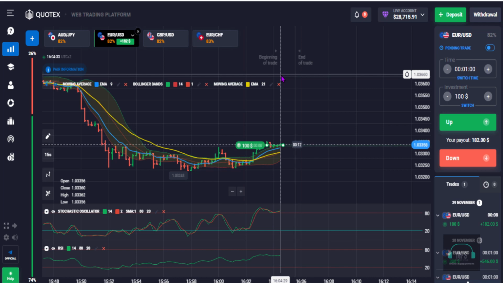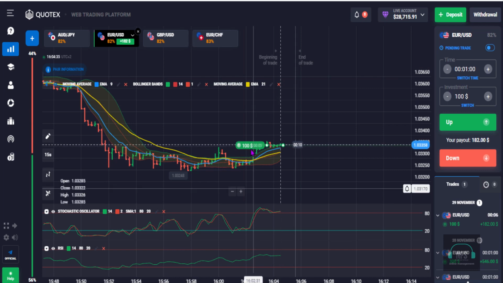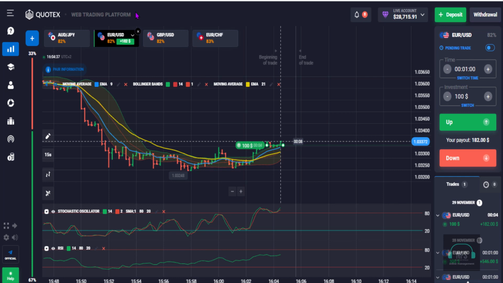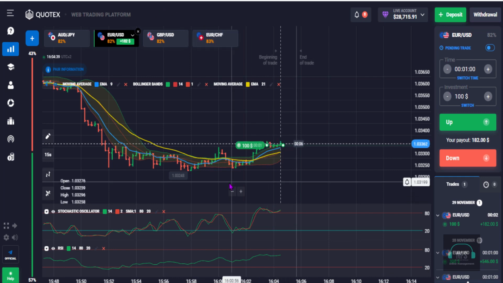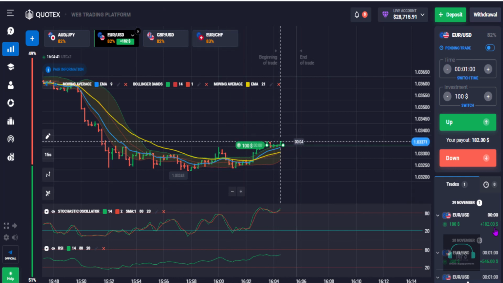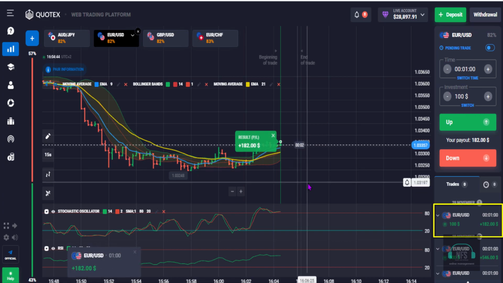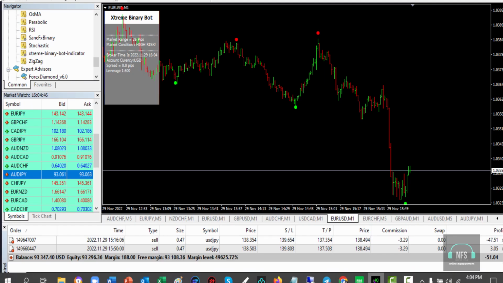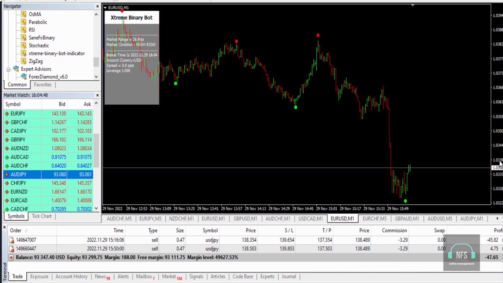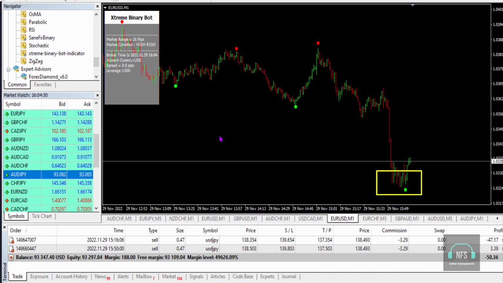Hey guys, testing. We are here on our Quotex platform trading binary options, and as you can see, we have this trade on Euro USD, and as you can see, yes, in the money following this signal here, on Euro USD using Extreme Binary Bot on 1 minute time frame.